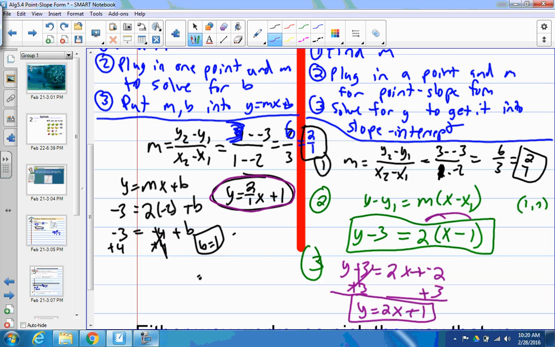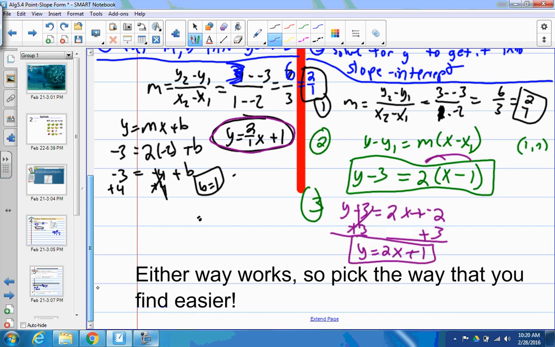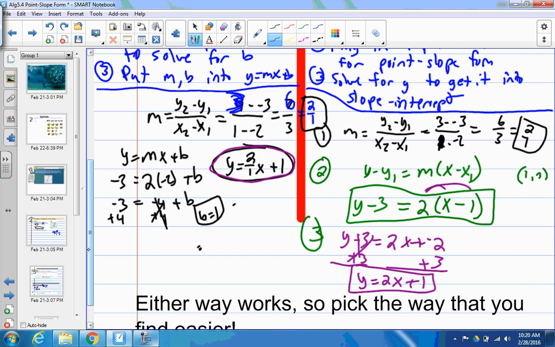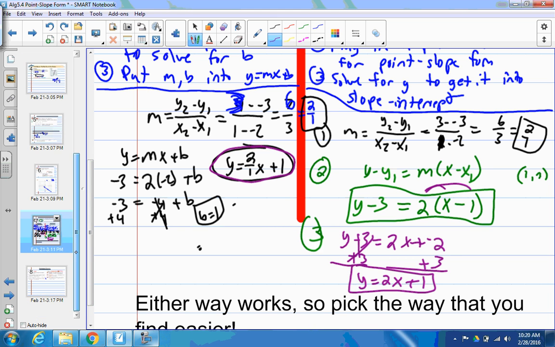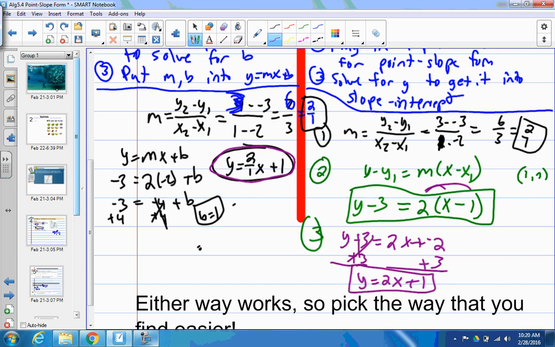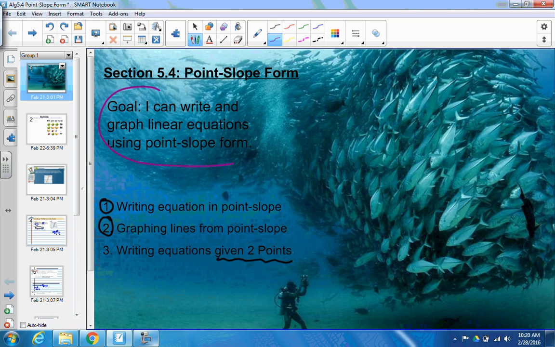So both ways work. Please take note of both ways. It's up to you which way you want to choose, whichever way you think is easier. Sometimes I think point slope form is easier, but you have to remember the point slope form formula. And if you have questions, please write them down to ask next time. So that covers our goal of writing and graphing linear equations using point slope form.